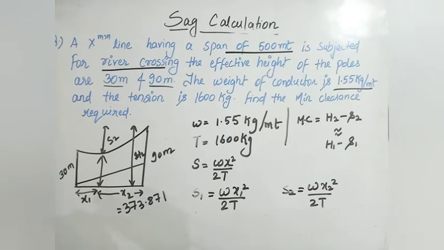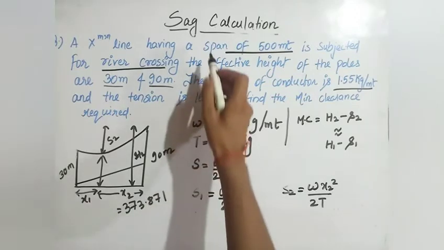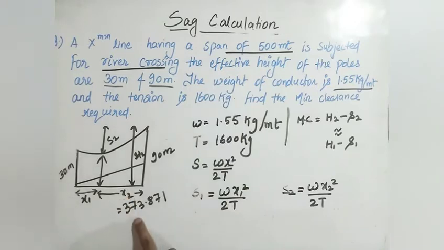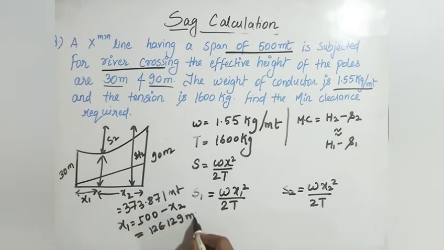Once we get x2, x1 will be... the total span is 500 meter, x2 is 373.871 meter. So what will be x1? x1 will be 500 minus x2. So we will get 126.129 meter.